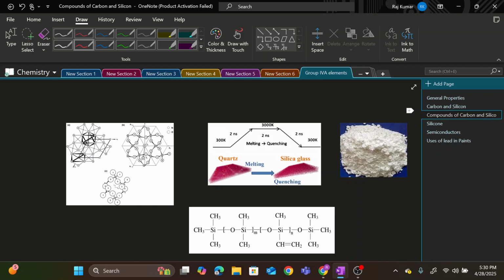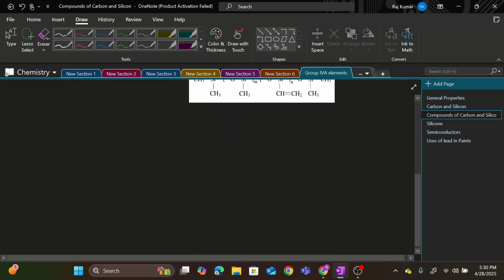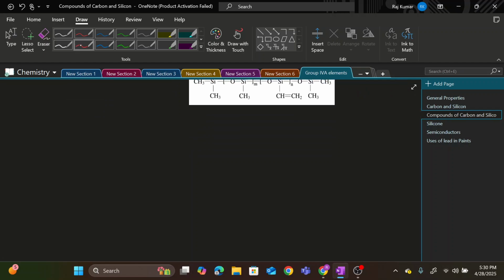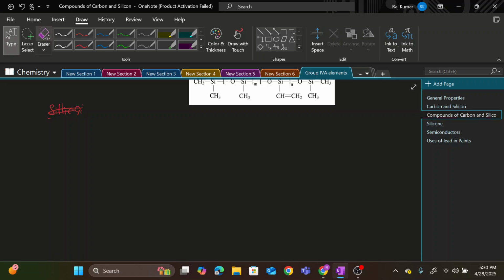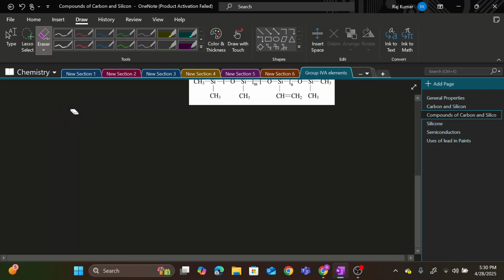All right, and now let's move on to some compounds of silica. That's an important point because silicon is in a lot of ways similar to carbon, but there are a few things that need to be considered. Number one is the presence of silica on earth. How is silicon found on earth? 25% of the mass of the earth's crust is silicon, which is found in the form of silica or silicate.